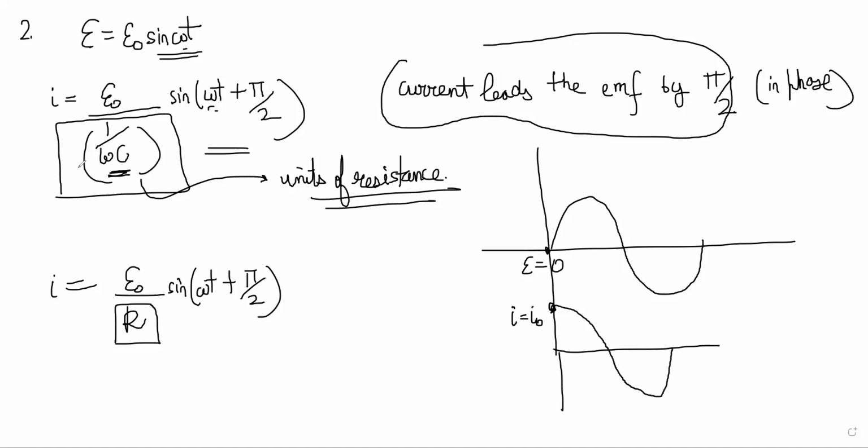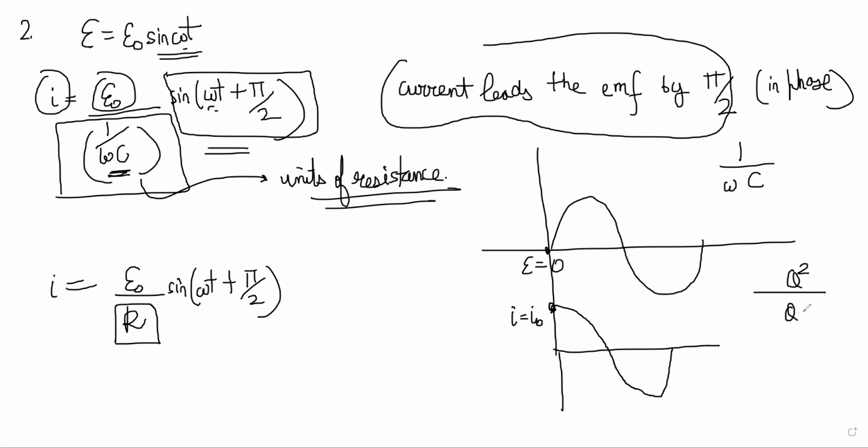Why does it have to? Because if your output here is current, and you have voltage here, then you have to divide V by resistance only, because sine will just give a number, dimensionless. So 1 by omega C has units of resistance. You can check that by doing the dimensional analysis. We can write a Q square on top and a Q square on the bottom with C, and Q square by C has units of energy.